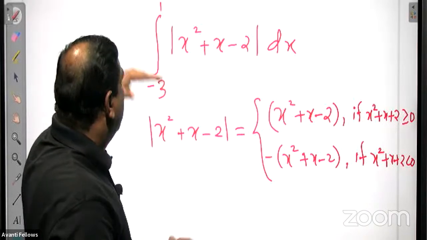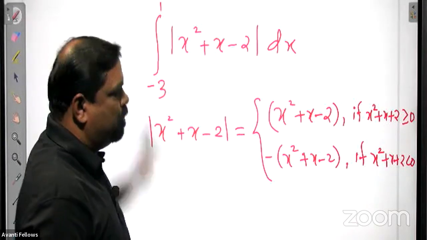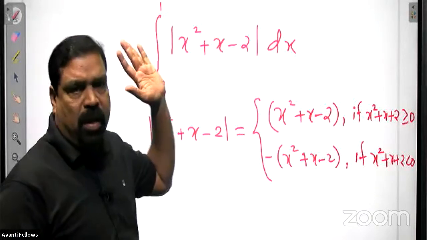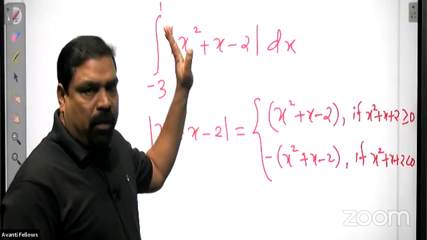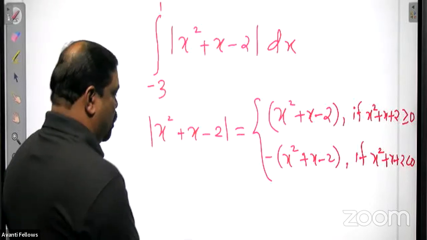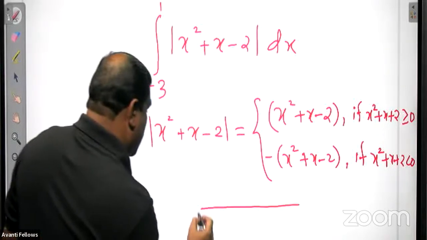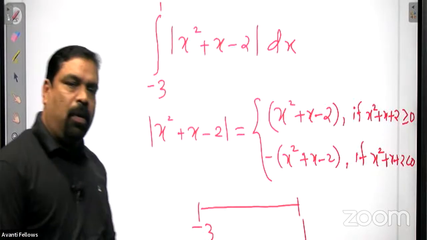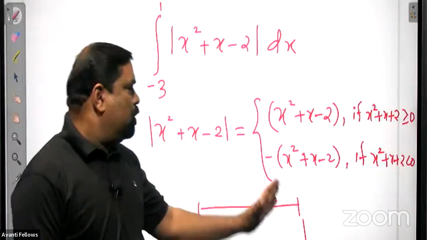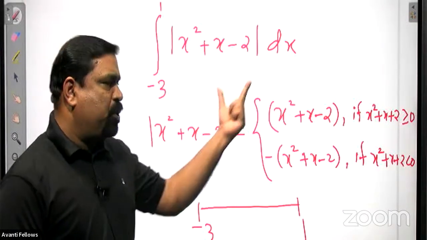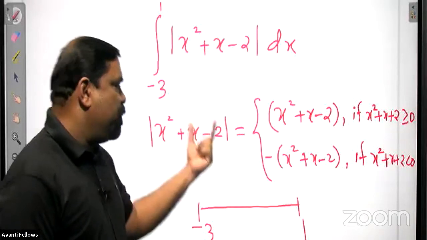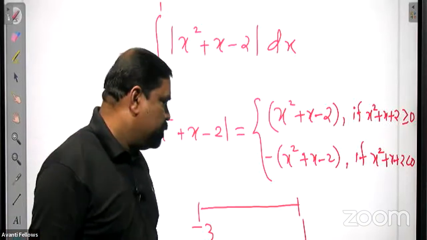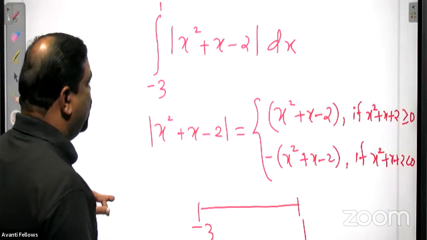What is the given interval? We have to integrate from minus 3 to plus 1, so we have to see only that particular interval. Clear? So minus 3 to plus 1. In that interval, where x square plus x minus 2 is positive and where it is negative, that is what we have to check. So how to do that?